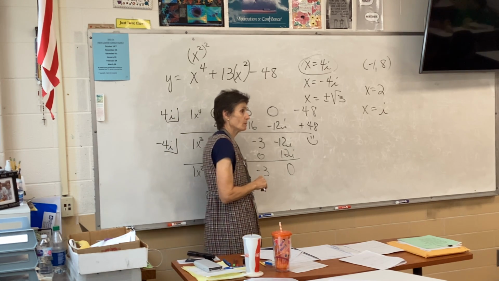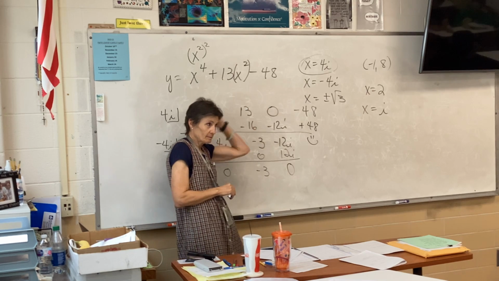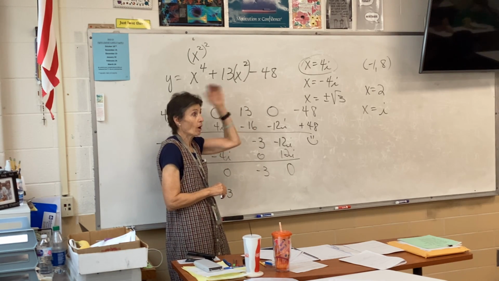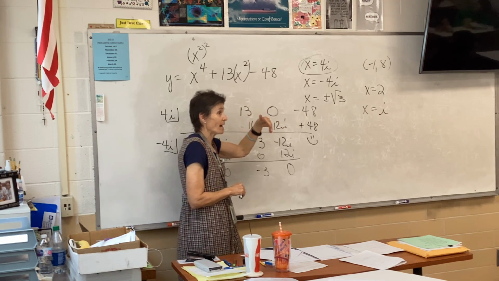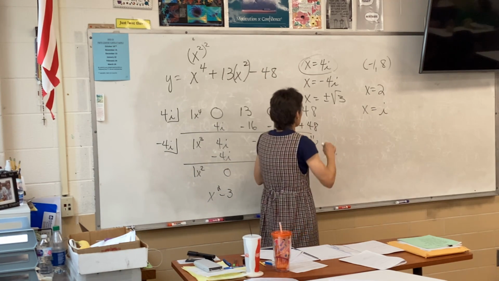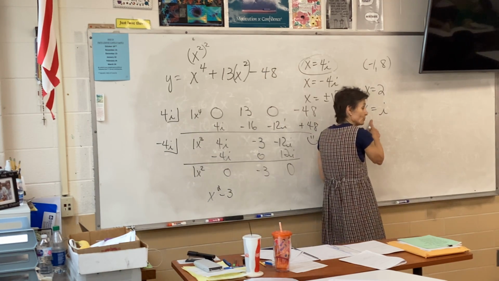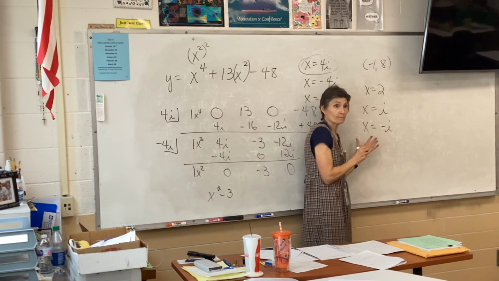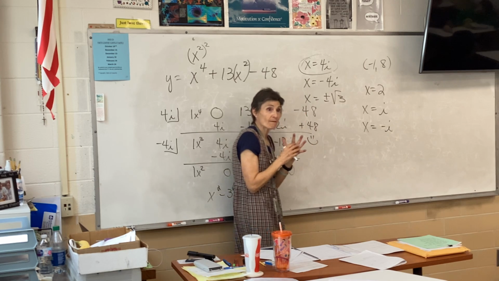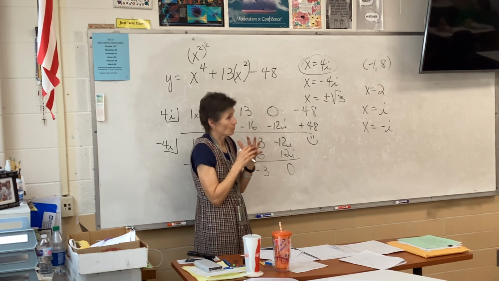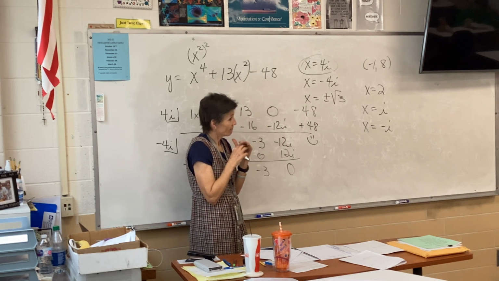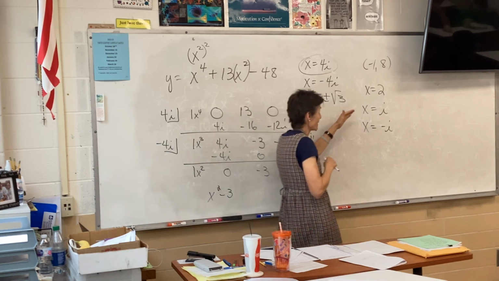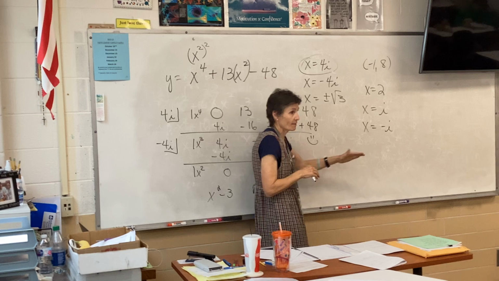Well, one thing that I think we all ought to recognize right off the bat is that if i is a root, negative i will also be a root. They never come alone, ever. So once you have one imaginary, you're automatically going to have its conjugate.